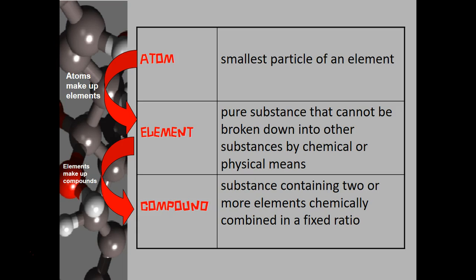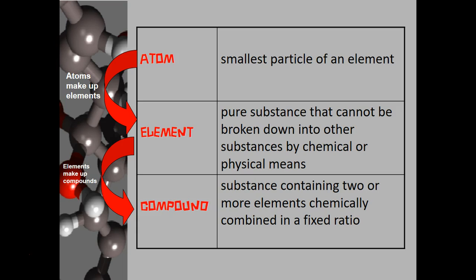So if we're talking matter, then these are your three big vocab terms: atoms, elements, and compounds. An atom is the smallest particle of an element. If I break down that atom any smaller, which I can do, there are smaller pieces that make up atoms. But that atom will no longer retain the properties of that element anymore.